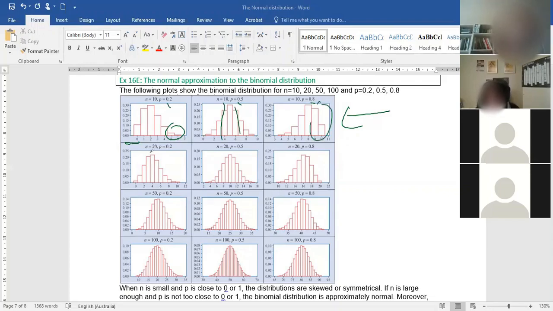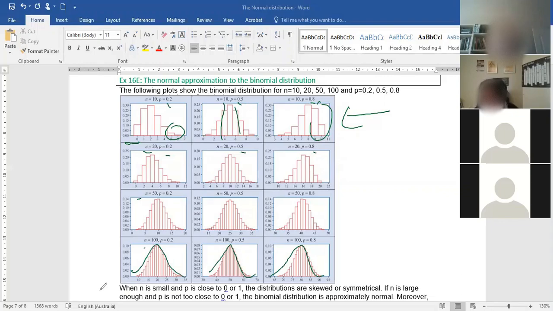Then for n equal to 20, again 0.2, 0.5 and 0.8. So you have more n's. N is 50 and n is 100. And you can see how the normal distribution always comes in.